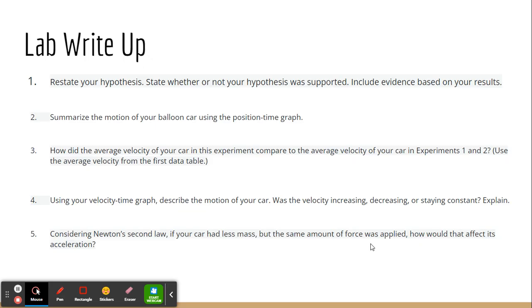So number one, restate your hypothesis. So just write out your hypothesis. If this happened, then this happened. And then state whether or not your hypothesis was supported. Say, yes, what I thought was going to happen happened because why? Or no, it didn't happen the way I thought it was, and my hypothesis was not supported because X, Y, and Z. Provide details there.